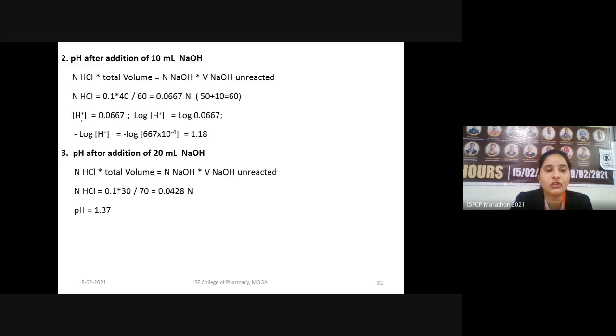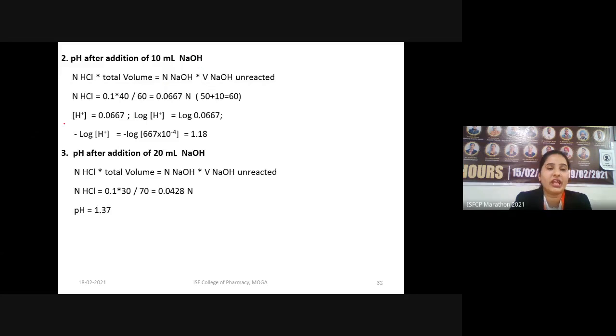First of all, we will be taking log on both sides: log of the concentration of proton ions is equal to log of this term. After that, we will be taking the negative log on both sides. After simplification, on the left side, minus log of H positive ions is nothing but the pH, and the pH comes out to be 1.18. So this is the pH of the solution after addition of 10 ml of sodium hydroxide.